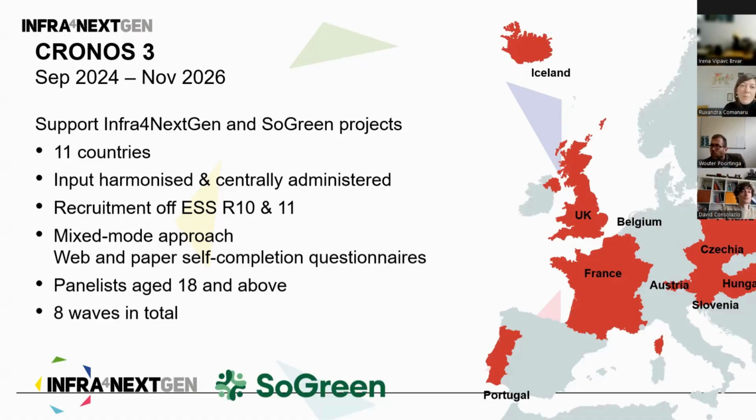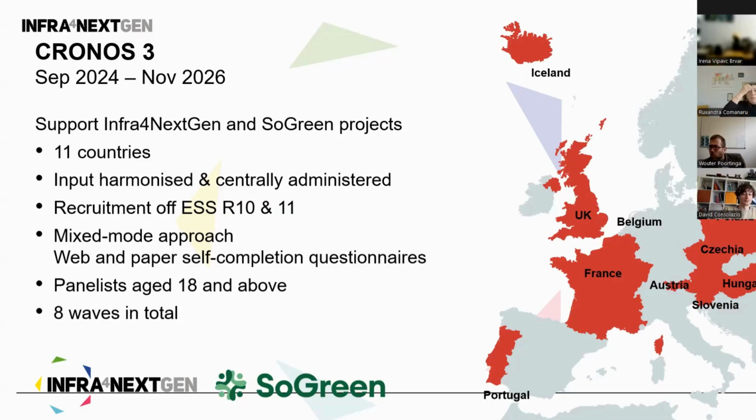So the Kronos 3 panel is a web and paper panel that supports the Infra4NextGen projects and a second project called So Green, which might be relevant for some of you. I'll briefly mention this one as well because it does cover green themes as well. So the Kronos 3 panel was collected in 11 countries, as David already mentioned, and these are the 11 countries that took part in Kronos.